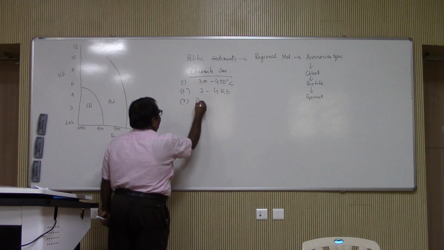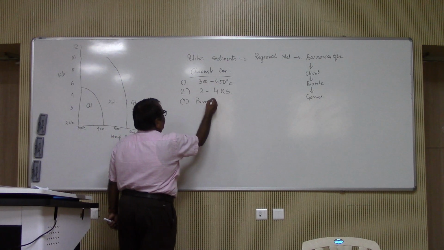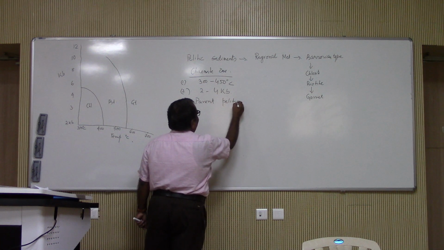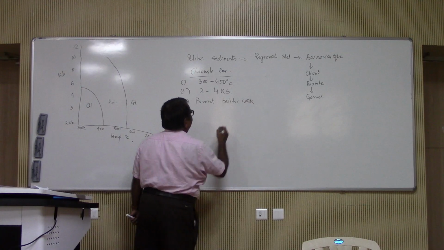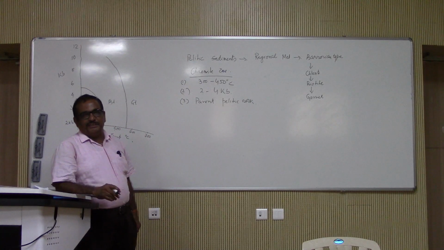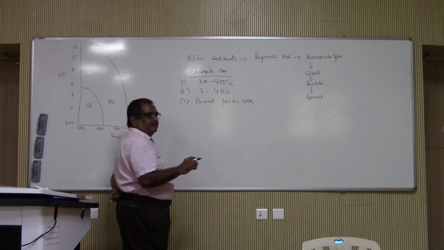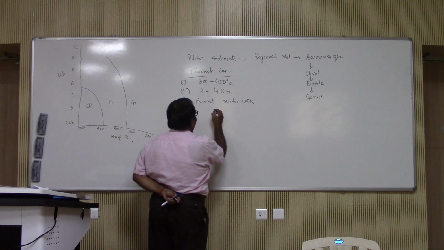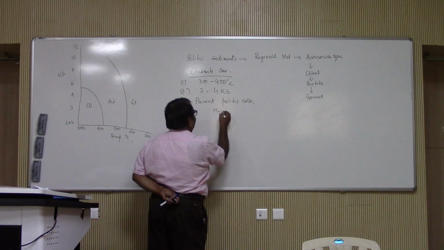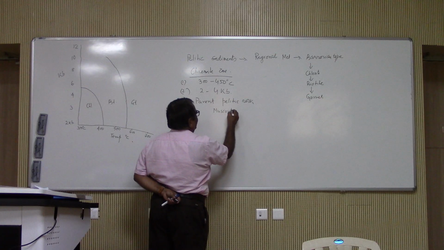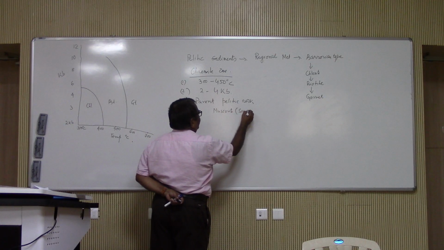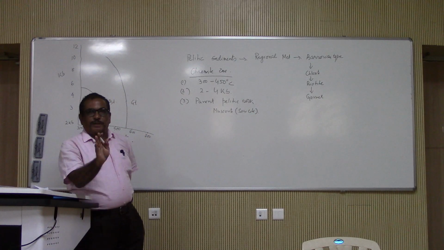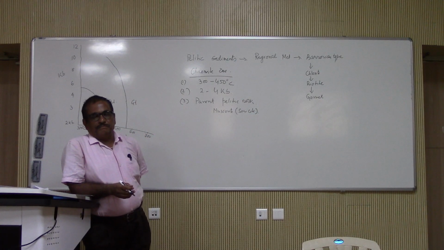So 3 points I will write. What is the parent pelitic rock? In the parent pelitic rock, what are the minerals present in it? Those important minerals you have to mention. First is muscovite. In the bracket you can write sericite. Sericite you know, na, white mica. White mica, muscovite. It is muscovite.